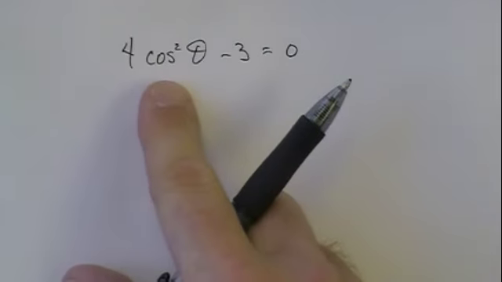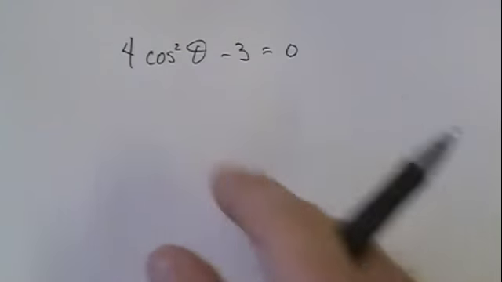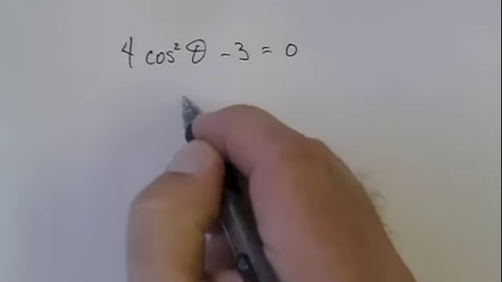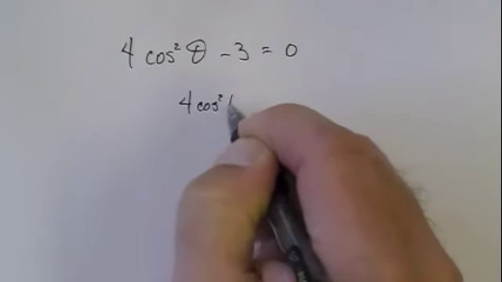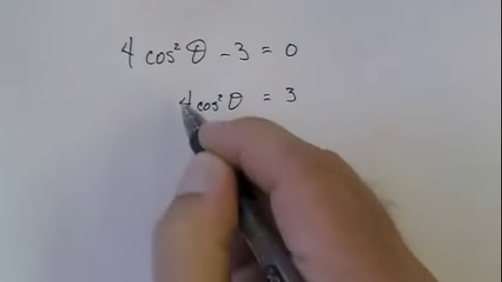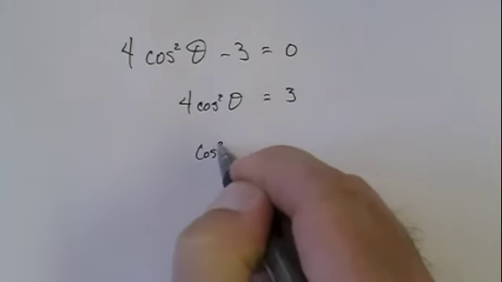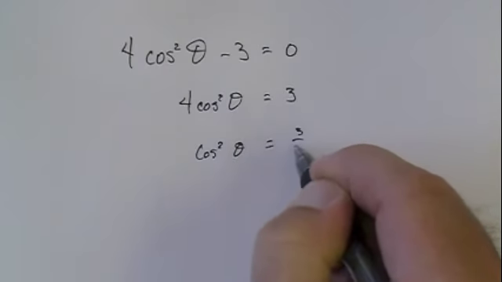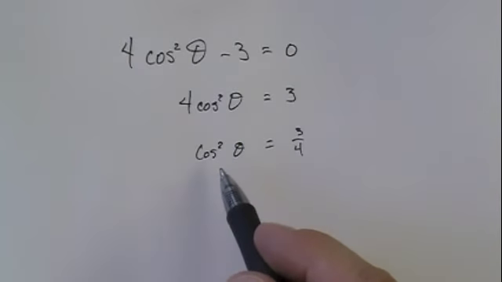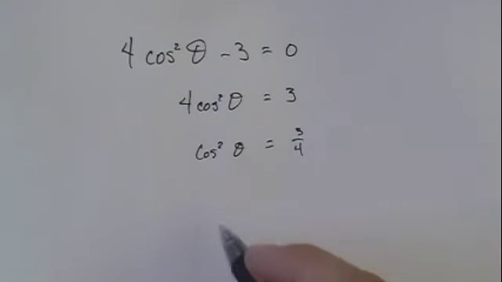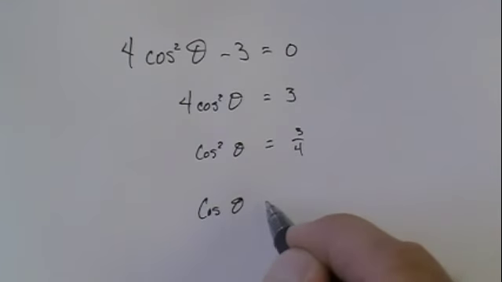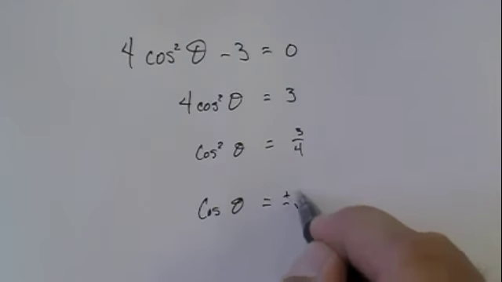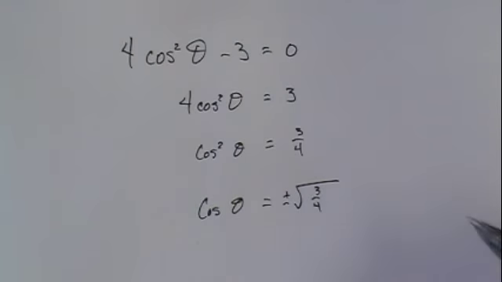For this example, we have 4 times cosine squared of theta minus 3. Again, we're solving for theta, so if we add 3 to both sides, we have 4 times cosine squared of theta is equal to 3. If we divide by 4, cosine squared theta is equal to 3/4. And now from here, what we want to do is we're going to take the square root of both sides. So we have the cosine of theta is equal to plus or minus the square root of 3/4. This we can simplify. What we're looking for then is the plus or minus square root of 3 over 2.